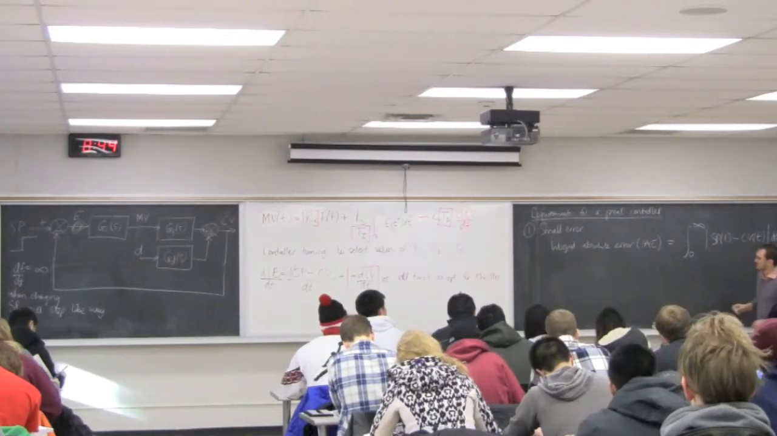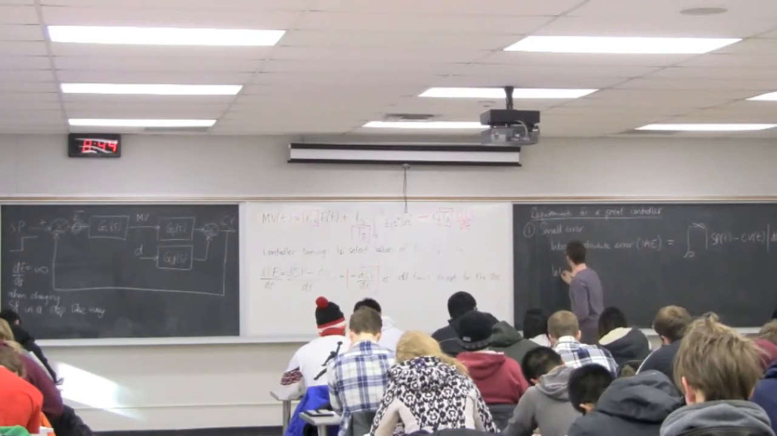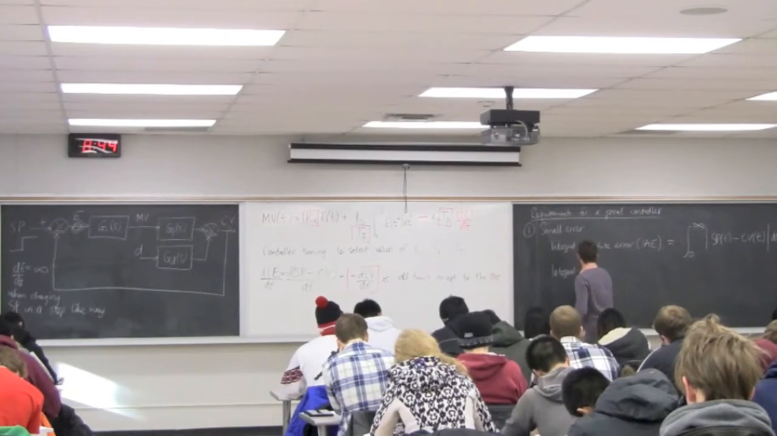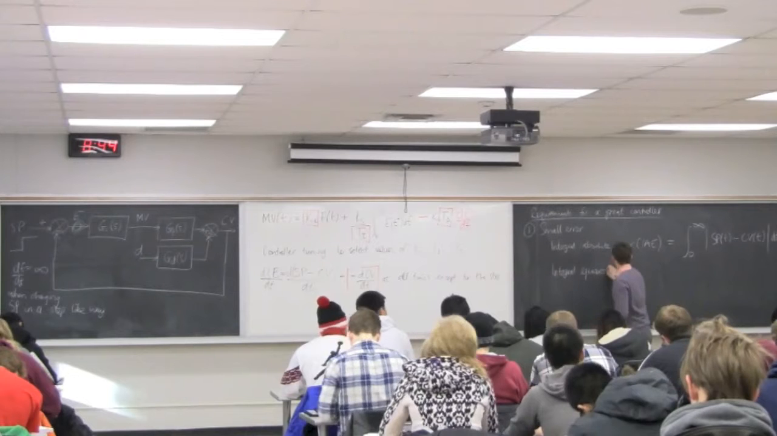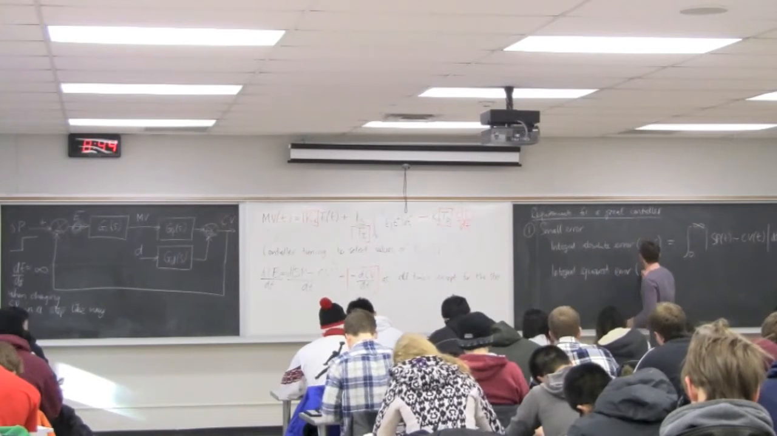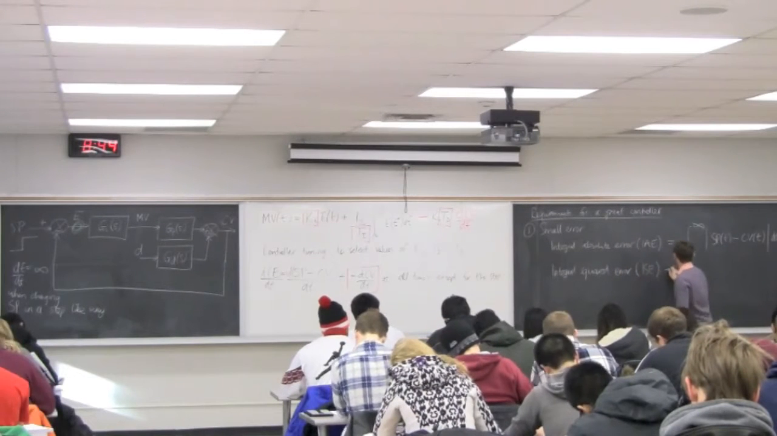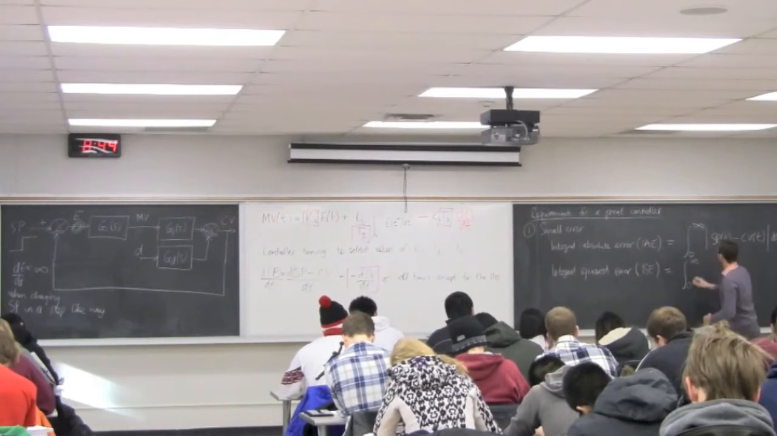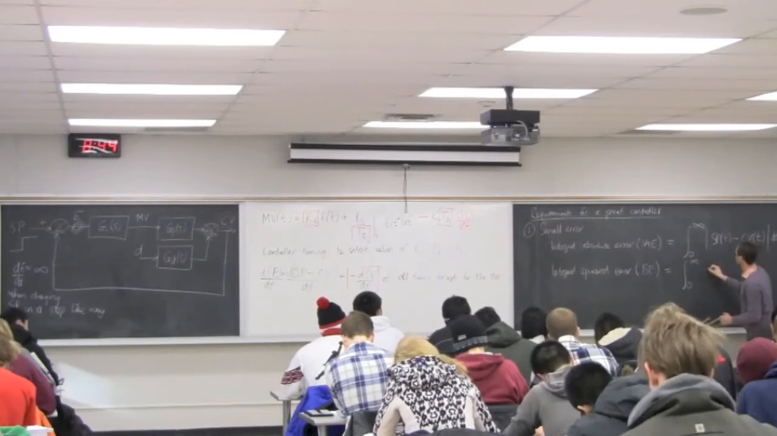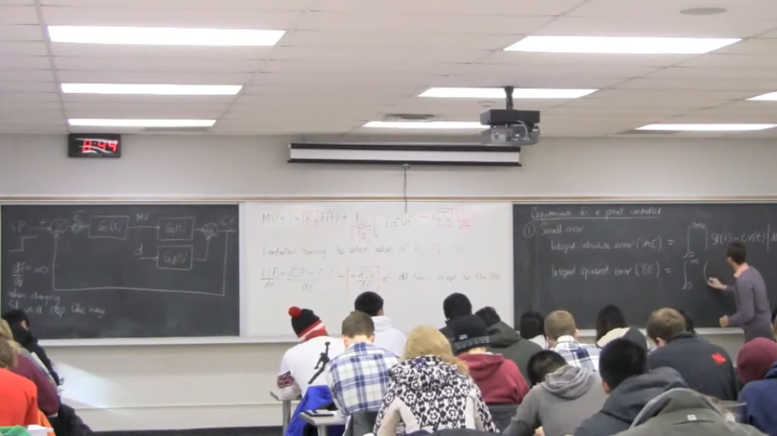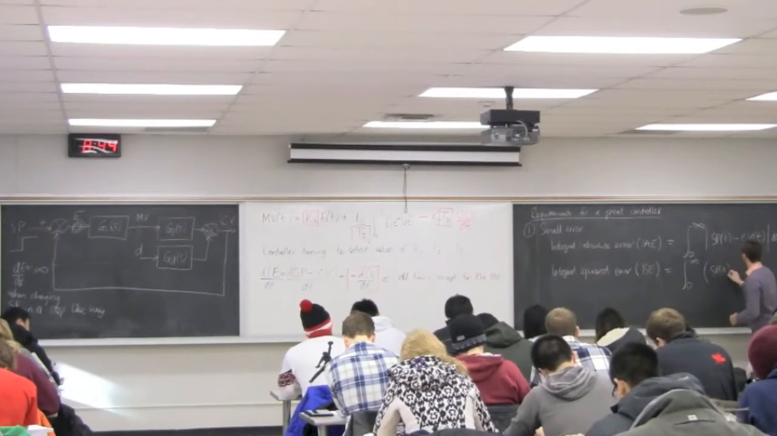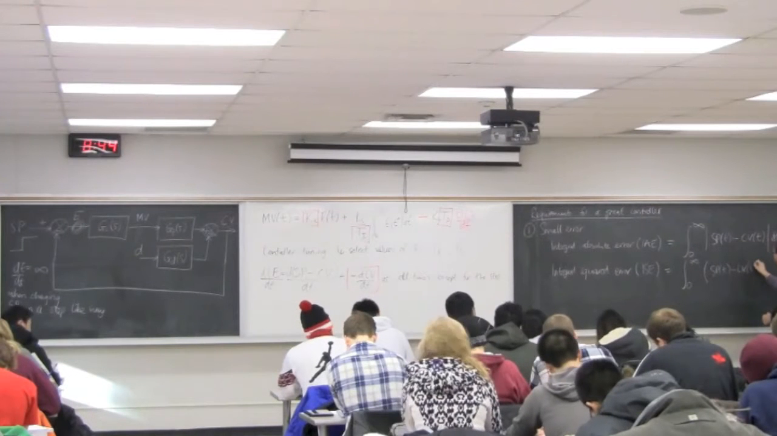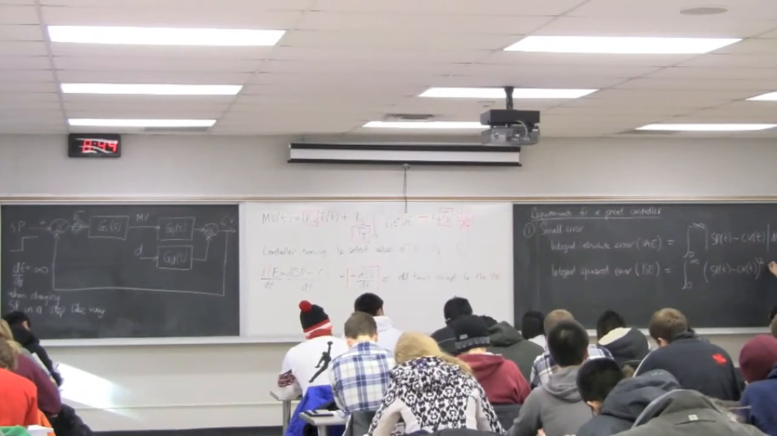Then there's the integral squared error. This one you'll also see very commonly, ISE. And that's defined in a similar manner over the time horizon from 0 to infinity. And what we'll do is we'll calculate the set point minus the control variable, square that signal first, and then integrate.